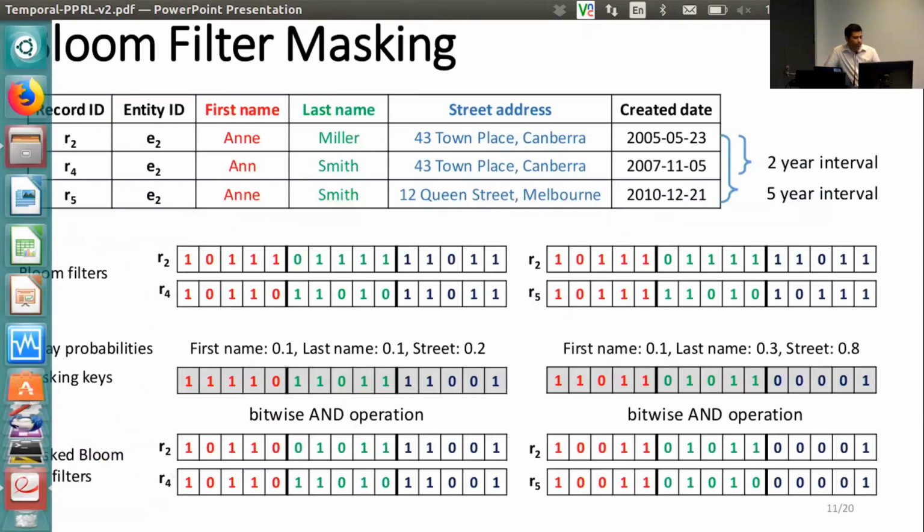So in the first instance, her name is Anne Miller and she lives in Canberra. And after 2 years, she changed her name to Smith and still lives in the same place. But after 5 years, her last name is still Smith, but she moves to Melbourne.